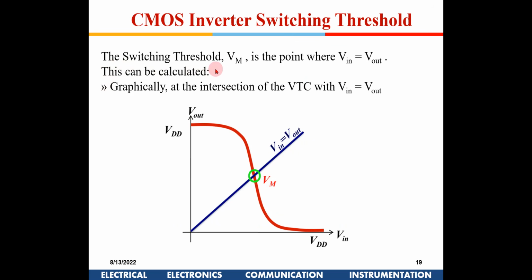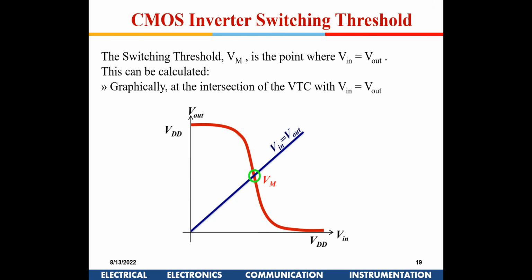Now the switching threshold of an inverter. This is an important parameter. It is where Vin is equal to Vout. Graphically, it is at the intersection of the VTC curve where Vin is equal to Vout. At a 45 degree slope, I make a line. It will intersect here, and this will be known as the inverter switching threshold. Roughly speaking, if the voltage is below this, I assume it as 0. If it is above this, it is just switching from one state to the other.